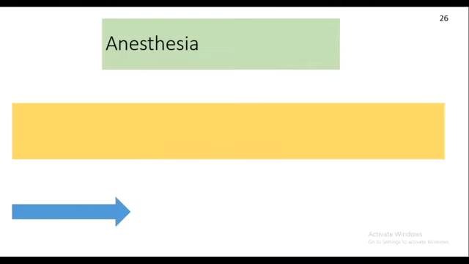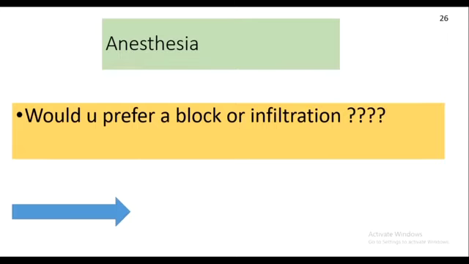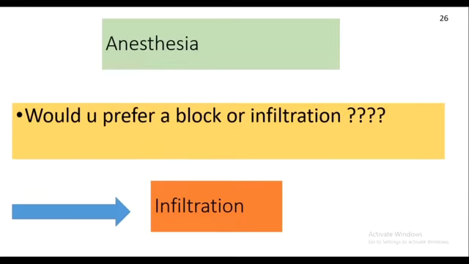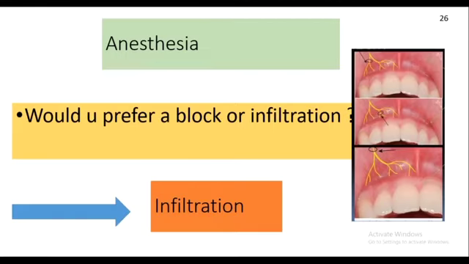Then you need to anesthetize the patient. Now what will you prefer, a block or infiltration? I will prefer an infiltration, because the infiltration will only anesthetize the nerve endings, it won't anesthetize the whole nerve trunk. Now if I take a block, it will anesthetize the trunk.